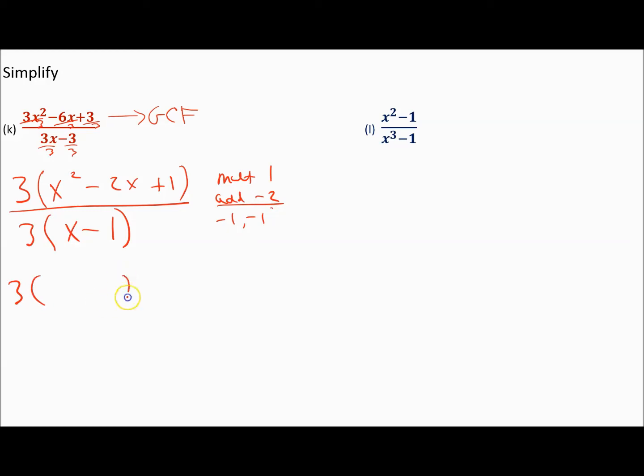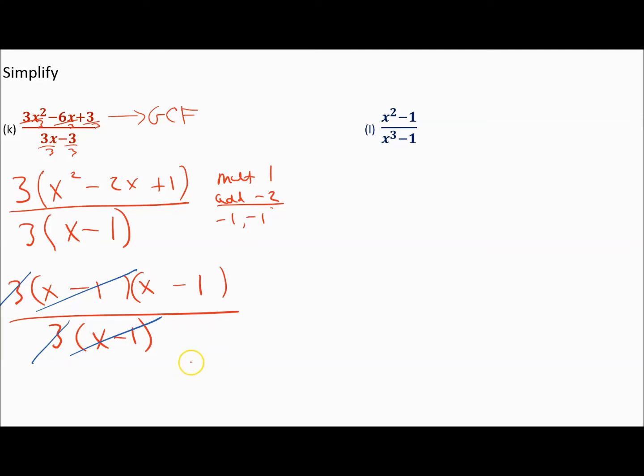So now I'm writing this as x in the first position because the square root of x squared is x, and my two numbers -1, -1. And the denominator, I'm keeping my 3 times x minus 1. And now it's factored, which means I can cancel common factors. So I'm canceling this 3 and this 3, and this x minus 1 and this x minus 1, which leaves me a final result of x minus 1 over 1. Whenever everything is gone, that's 1. But when you have a 1 in the denominator, it is not required, so we get x minus 1.